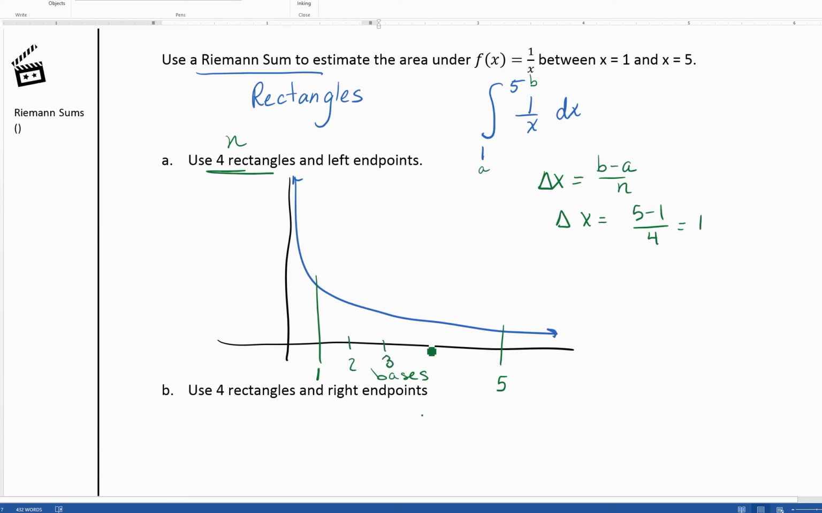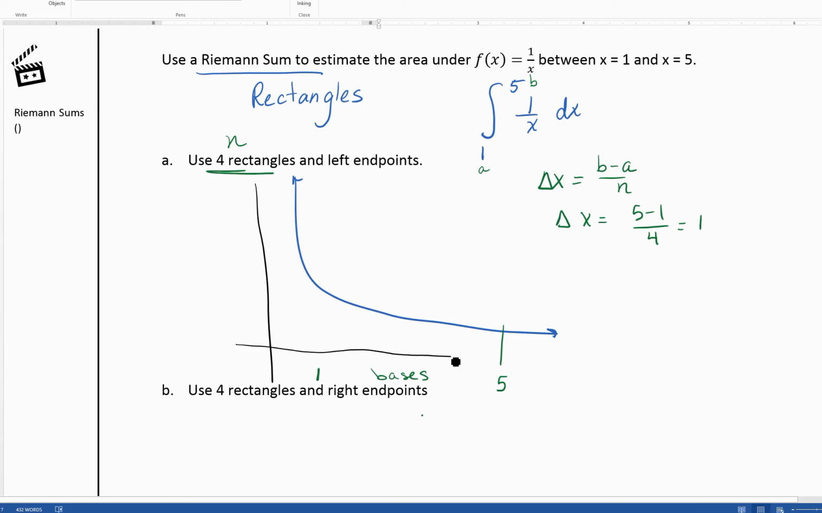I am not doing this very evenly at all. Okay, so now we're going to mark off 1 to 2, 2 to 3, 3 to 4, 4 to 5. And you'll see that that gives us equal length bases.